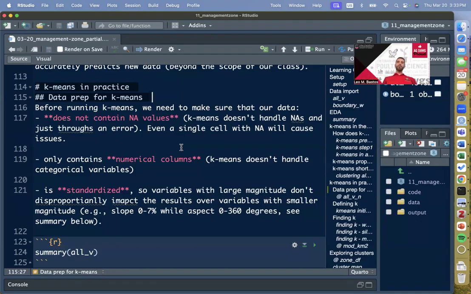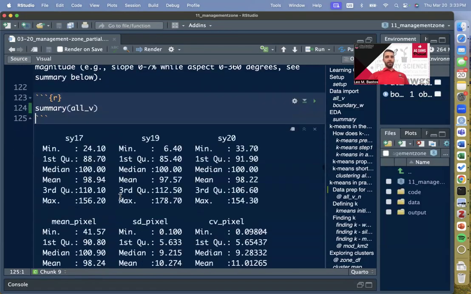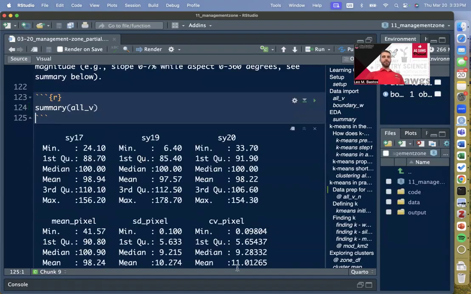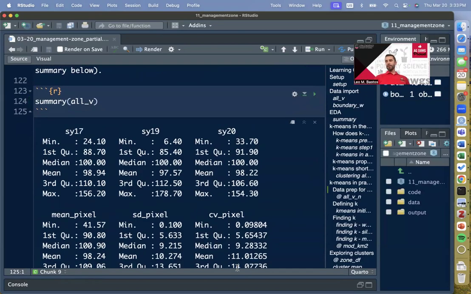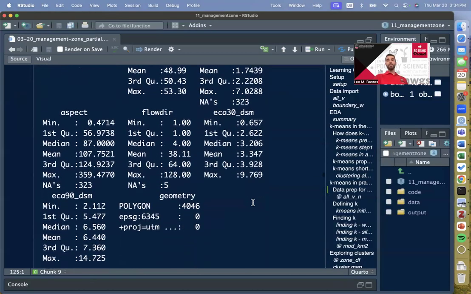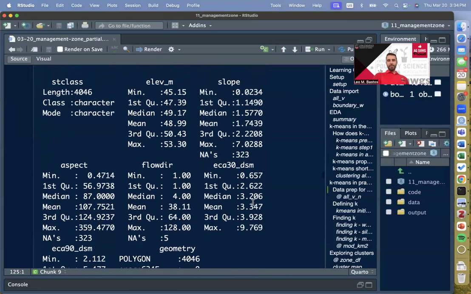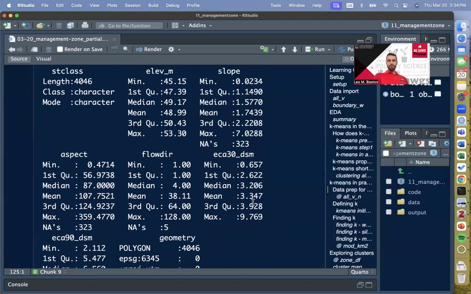And also, we're going to standardize our variables. What do I mean by that? If we run a summary here just to look into it, we're not going to give k-means all these variables. We're just going to give it the most important ones that are related to soil. But if you look into it, for example, let's compare here.